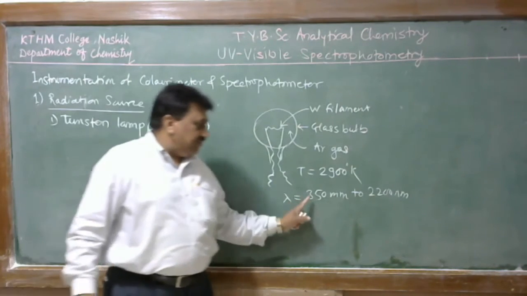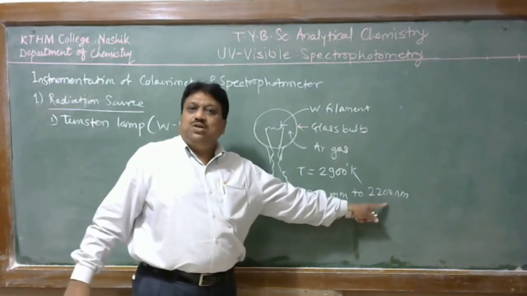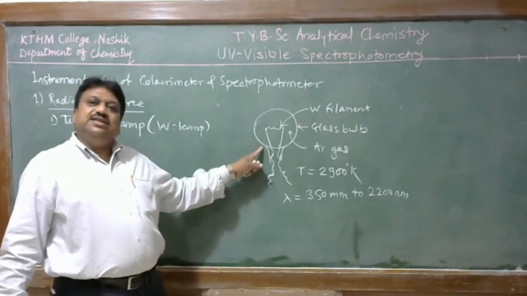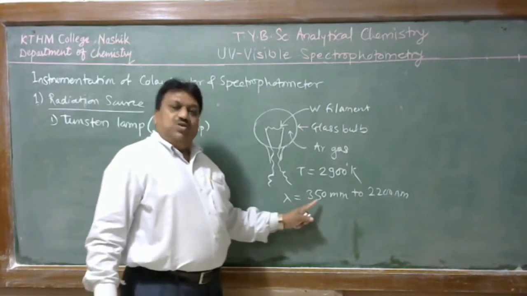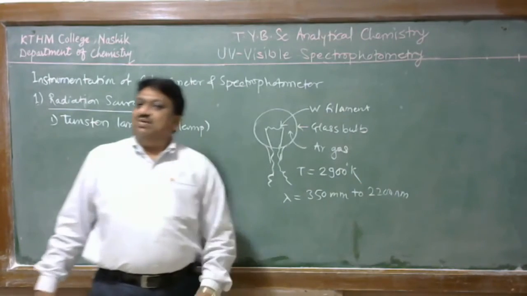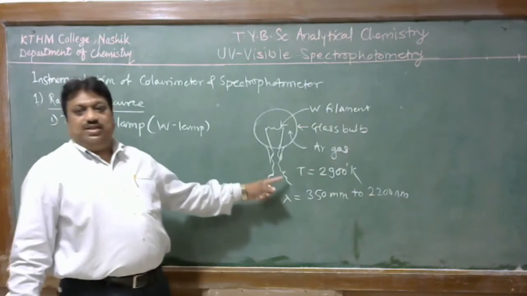It gives radiation from 350 nanometer to 2200 nanometer, but the visible region is only from 380 nanometer to 750 nanometer. Therefore, other wavelengths are not required for the measurement.